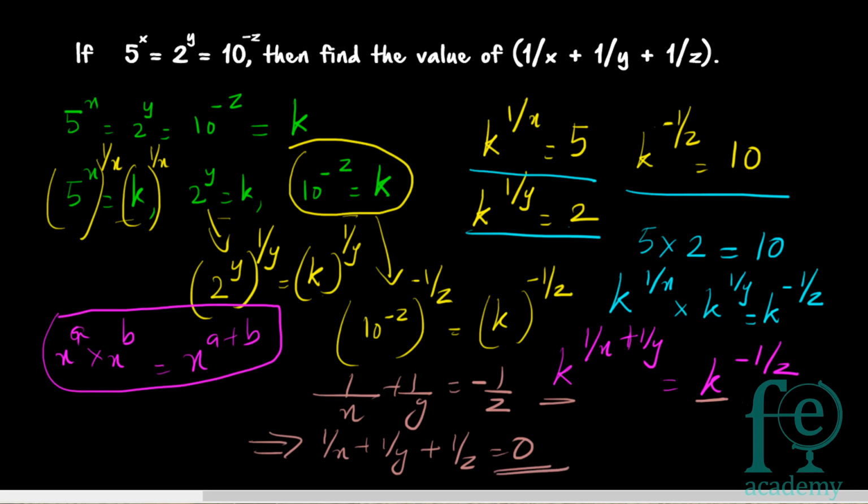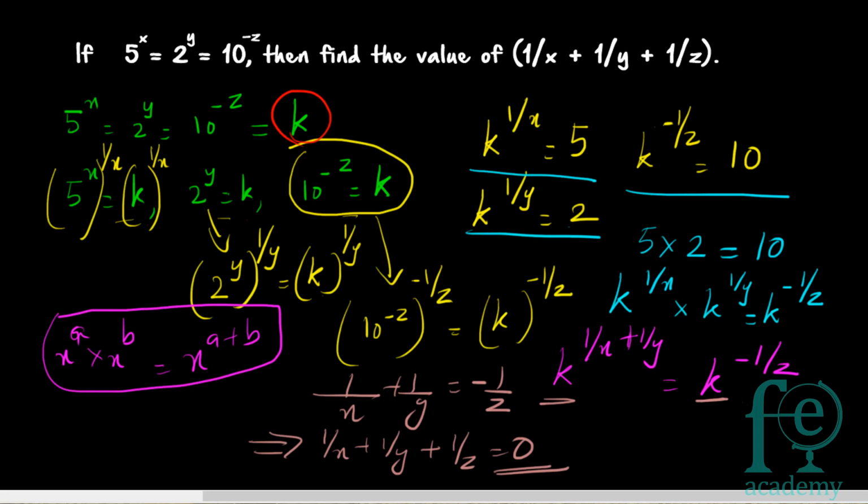So what are the steps to do this problem? The first thing is, the given equation is 5 raised to x is equal to 2 raised to y is equal to 10 raised to minus z. So you are equating each of these terms to a common variable. So 5 raised to x is equal to k, 2 raised to y is equal to k, and 10 raised to minus z is equal to k. So you are just trying to eliminate the power. So for 5 raised to x, the root you have to take in both the right hand and left hand terms of the equation.